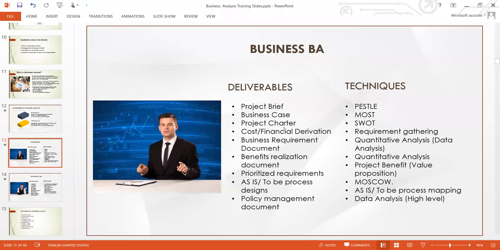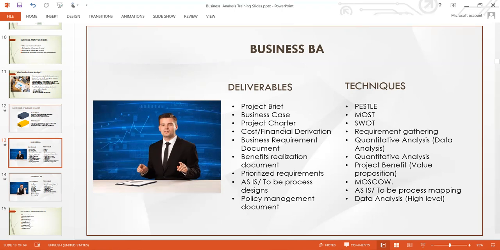Cost benefit analysis is the cost and the benefit. Any project, you are looking at the cost and the benefit. When the cost outweighs the benefit, then it doesn't make sense. The benefits must outweigh the cost or be at the optimal level. These are the duties of business BA. They are the people that work on project at this stage.